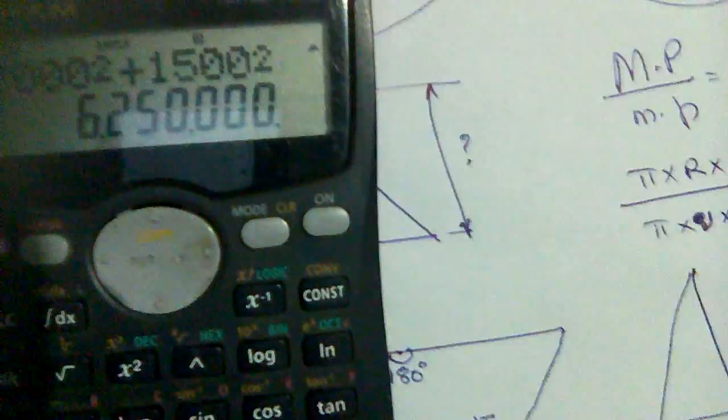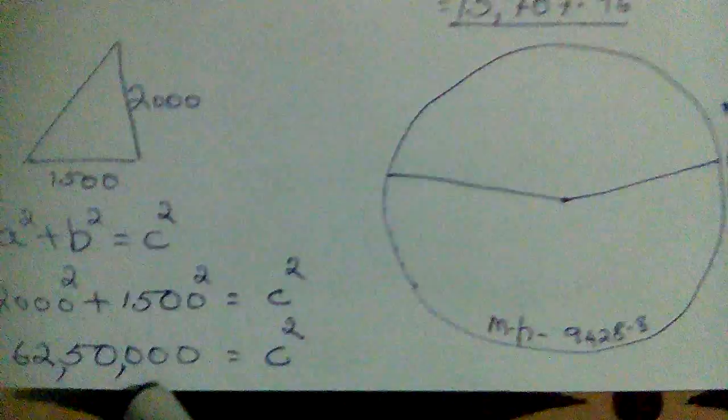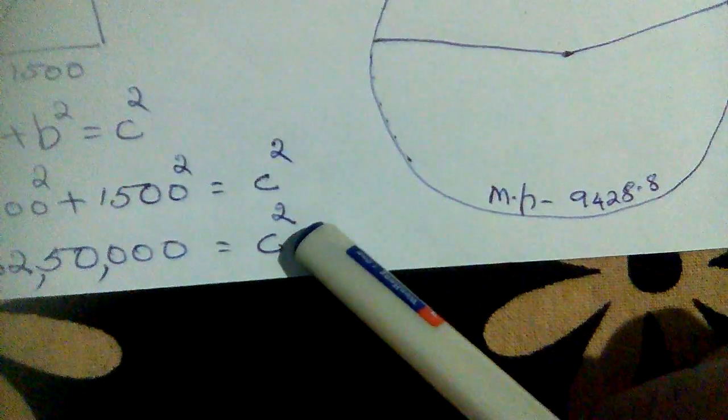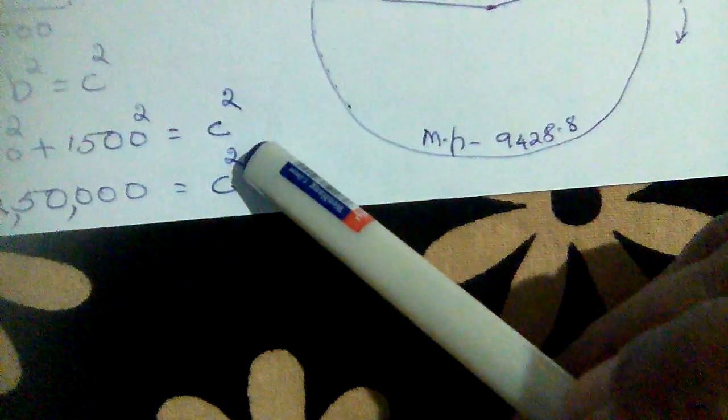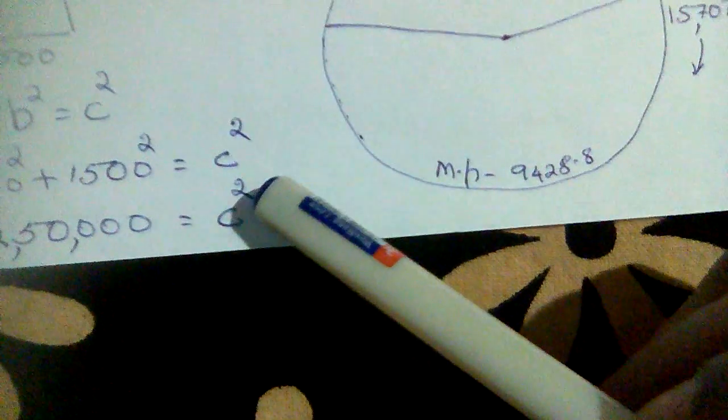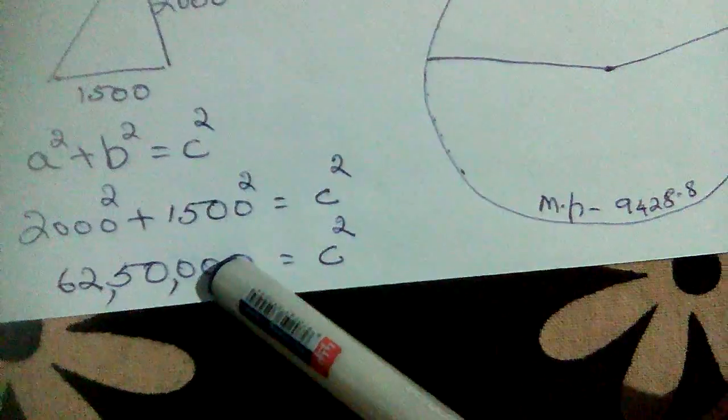2000 square plus 1500 square is equal to 62,50,000. This is c square, but we don't want c square, we want c. To get c, we have to take the square root of c square. The square root of c square is c, so we take the square root of 62,50,000.